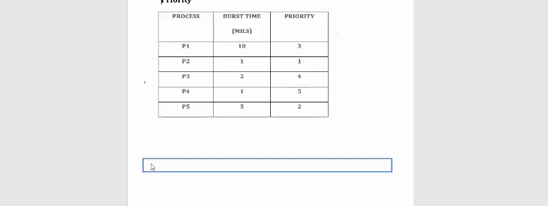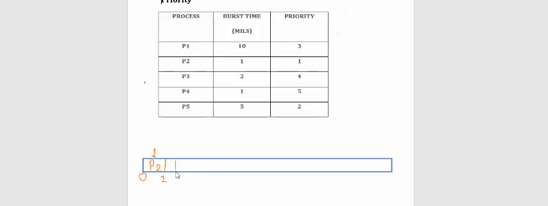So which process is going to the processor? It is the process P2. Beginning time is always 0. Now what is the burst time for process P2? The burst time is only 1 millisecond. So it is going to leave the processor at time 1.